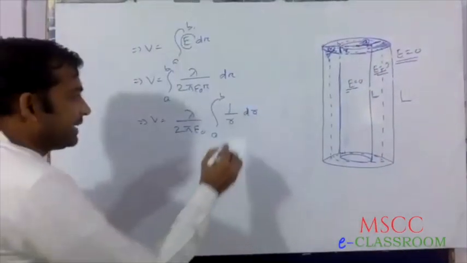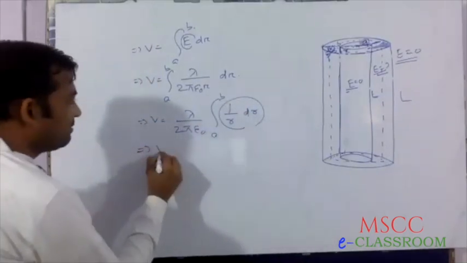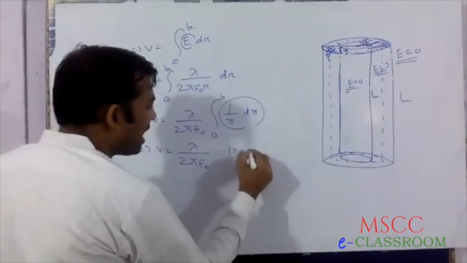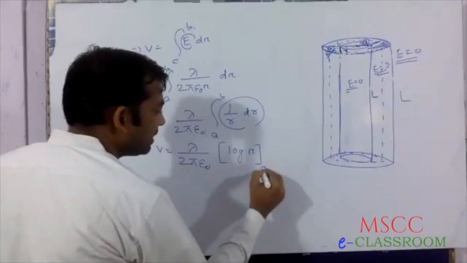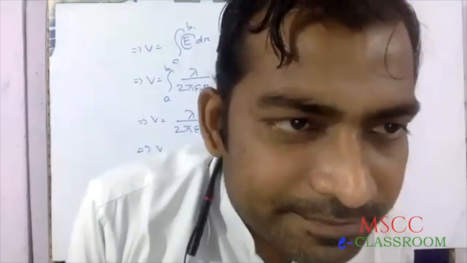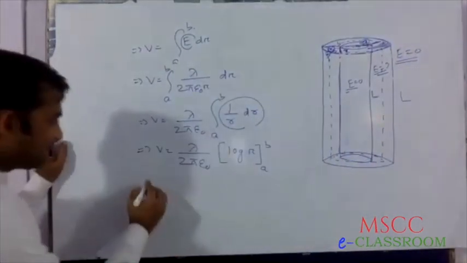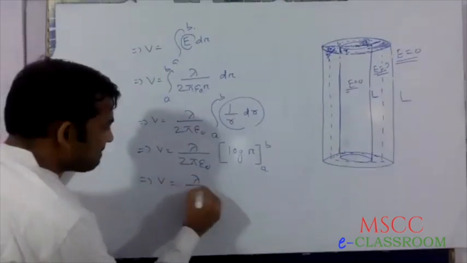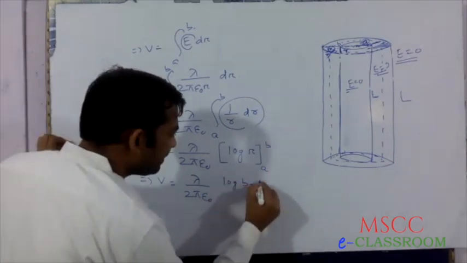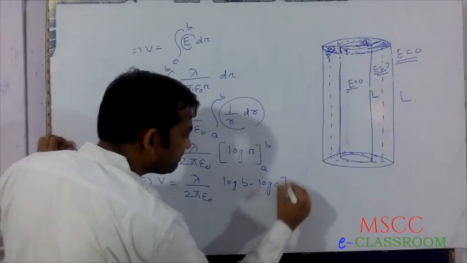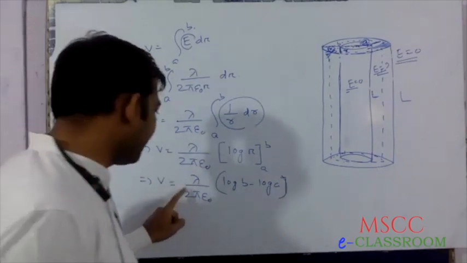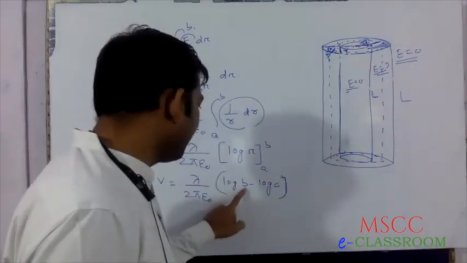Log R. Integration of 1 by R dr, V equals lambda by 2 pi epsilon naught, integration is log R. Very good. Limit A to B, 1 by R dr integration is log R. That implies potential difference V equals lambda by 2 pi epsilon naught, log B minus log A.